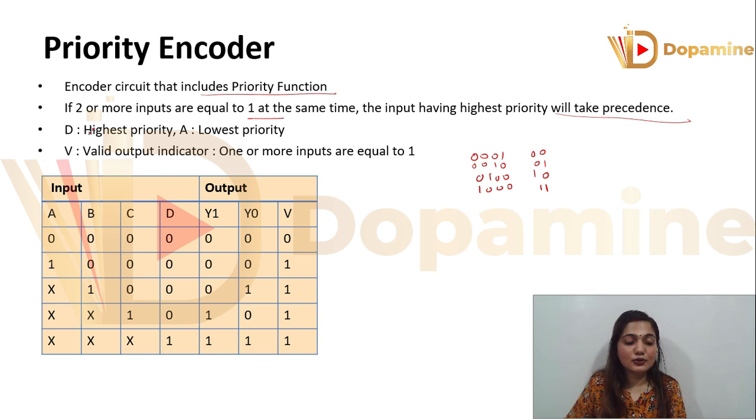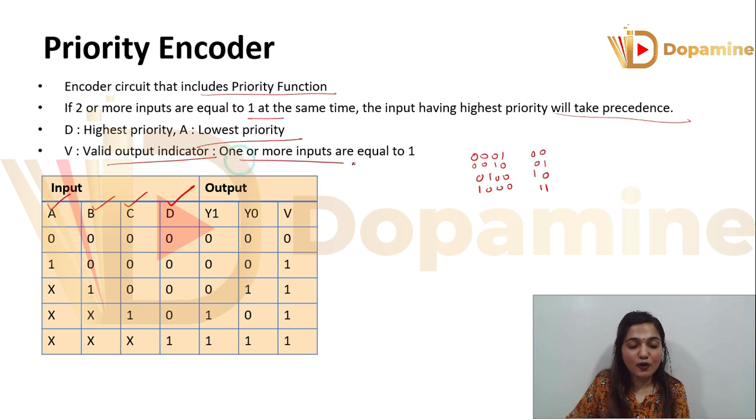So we are going to give the priority to the inputs. D here is having the highest priority, C is lesser than that, B is lesser than that, and A is having the lowest priority. V is a valid output indicator. V represents that we have got a valid output where one or more inputs are equal to 1. So when all of the inputs are 0, we are going to get V as 0. V is 1 if any of the inputs is set to 1. So in this case, this case, this case and this case, any of the inputs is set to 1, so V will be set to 1.